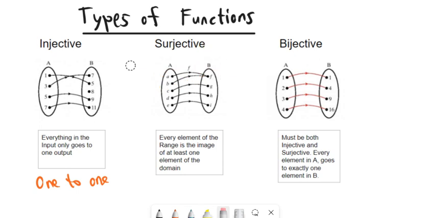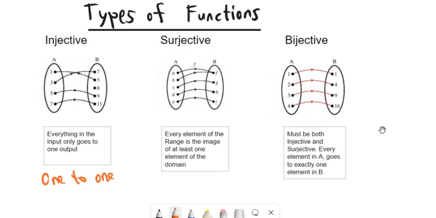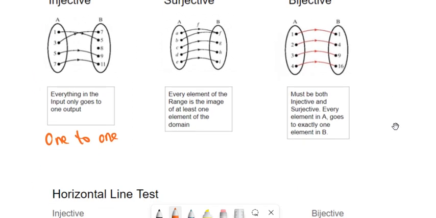Bijective, then you'll see that everything just goes to 1, so it must be both injective and surjective. Every element in A goes to exactly one element in B, so you can't have any extra. You can't have another something else here like 10. That's not allowed for bijective, and it's also not allowed, like what we were just saying, for two elements in here to go to the same element in B. So that's a quick rundown of what they are. It's still probably confusing, but they're the things that you have to watch for with these.